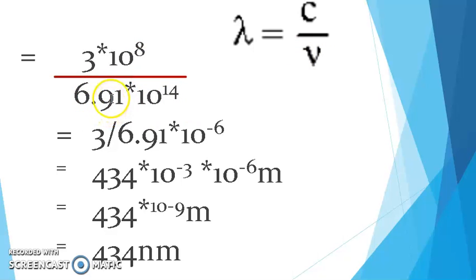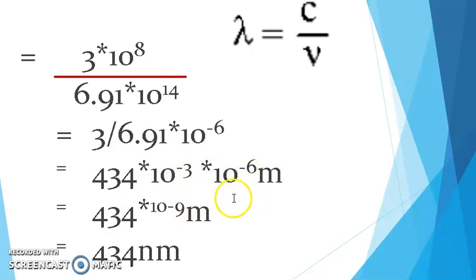So 6.91 into 10 power 14. We have substituted this value. So you will get an answer of 434 into 10 power 6. To get the round value, you have to write 10 power minus 3, because if you divide this portion, you will get a value of 0.434. If you want to get a round value, you will write 434 into 10 power minus 3.